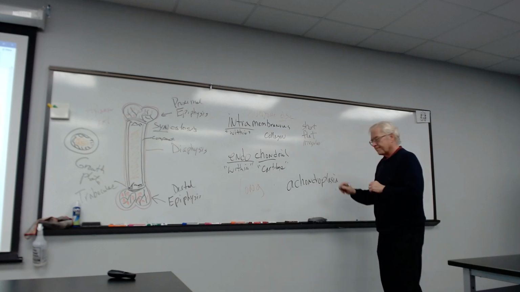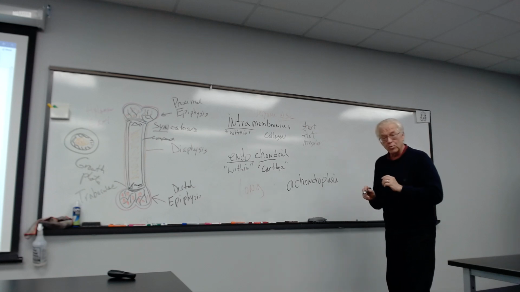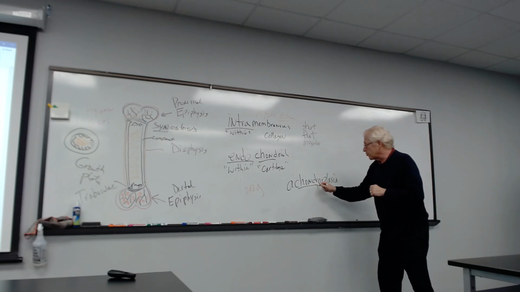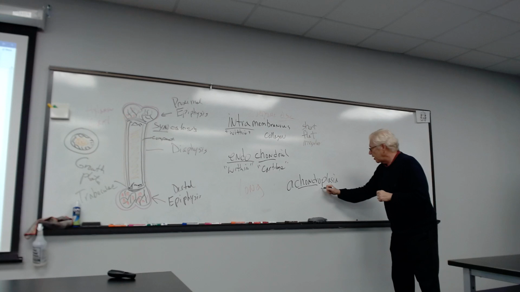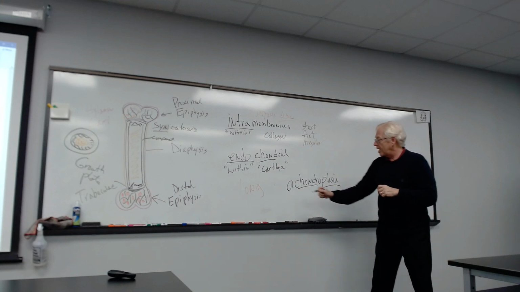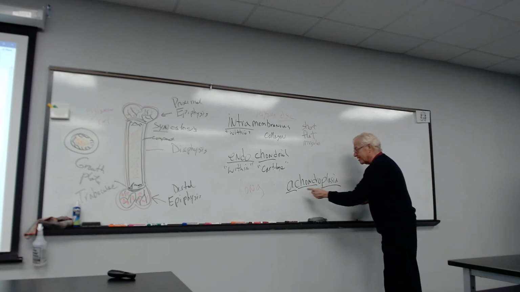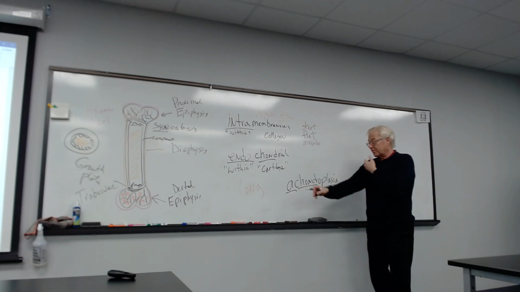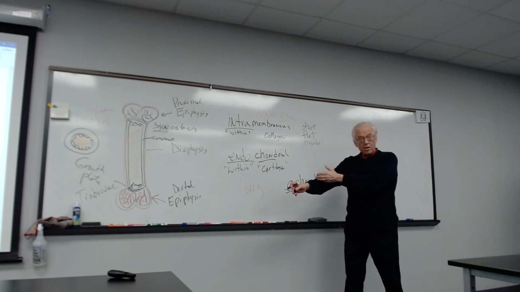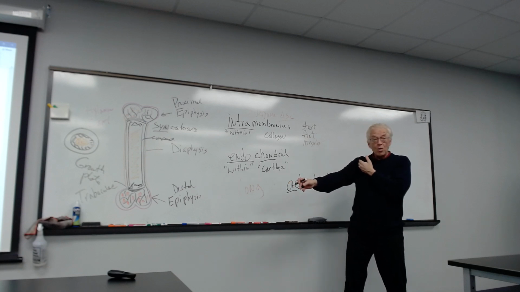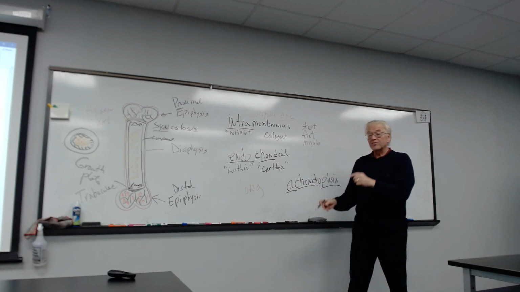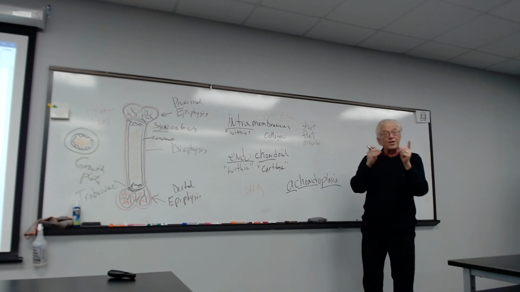Achondroplasia. So let's dissect this word. What's a chondro? Cartilage. Plasia. Growth. A in front of any word? Not. So the cartilage did not grow. So if his cartilage can't grow long, then can his arm bones grow long? No, because the cartilage gets turned into bone.